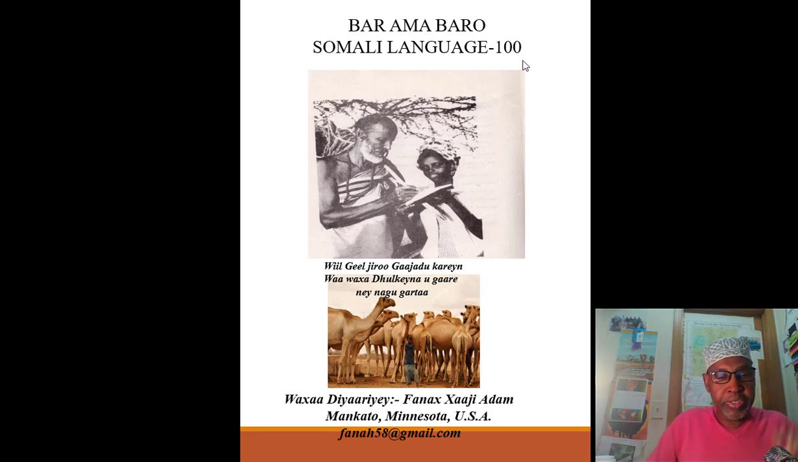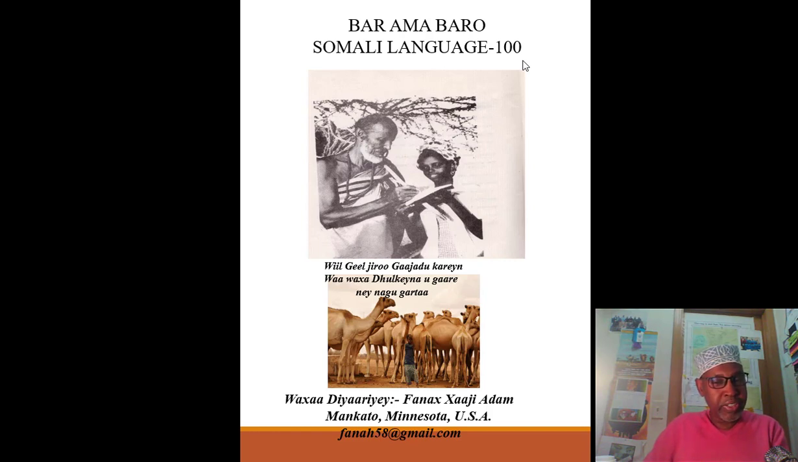So this book is based on starting from the beginning up to the highest level. For example, this book starts with alphabetical letters, and it goes up to Somali grammar and Somali literature. So that means it's from the starting point to the end, until you understand the construction of Somali language, Somali grammar, I mean.